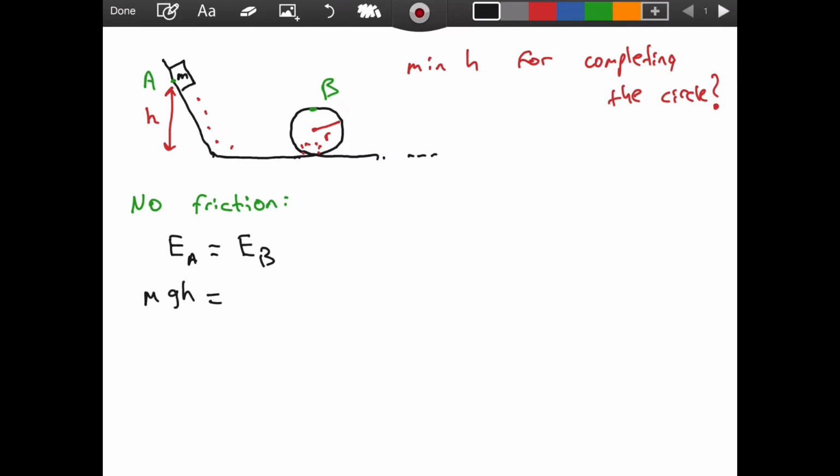So we got this. And what about EB? And by the way, the reason that we only have potential energy at A is because we release the block. So there is no kinetic energy. Okay? Initial velocity is 0, thus no kinetic energy initially.